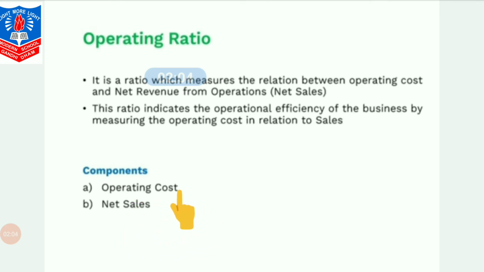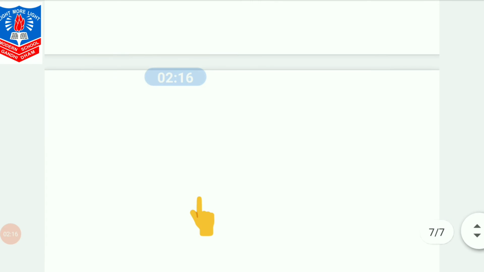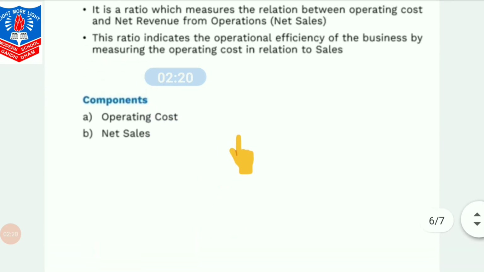Once again I am telling you, operating cost total will be cost of goods sold plus operating expenses upon sales into 100. This is its formula. What's its formula? I have told you very clearly. It is cost of goods sold plus operating expenses upon net sales into 100. Its result comes in percentage.